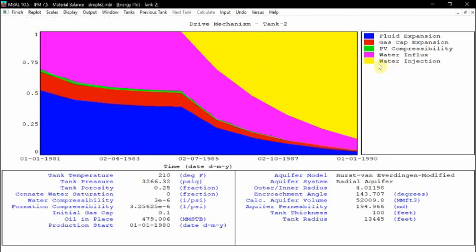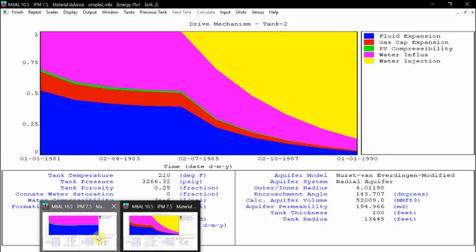Here we see we inject water, and as we start injecting water, the water drive is around 75% contributor to our drive mechanism.